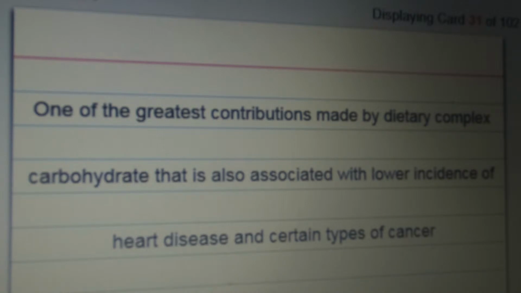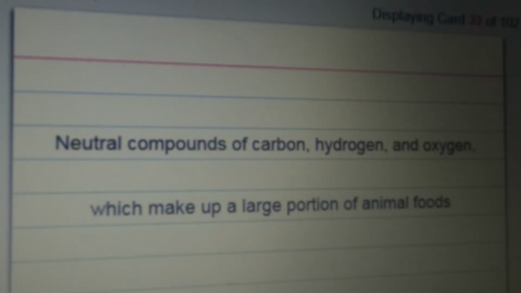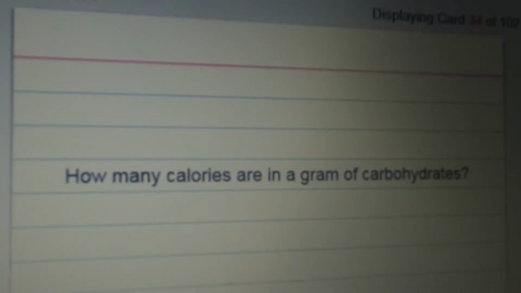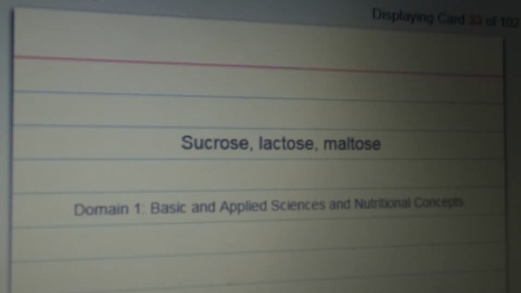Arginine and histidine. One of the greatest contributions made by dietary complex carbohydrate, that is also associated with lower incidence of heart disease and certain types of cancer. Fiber. Neutral compounds of carbon, hydrogen, and oxygen, which make up a large portion of plant foods. Carbohydrates. What are 3 disaccharides? Sucrose, lactose, and maltose.